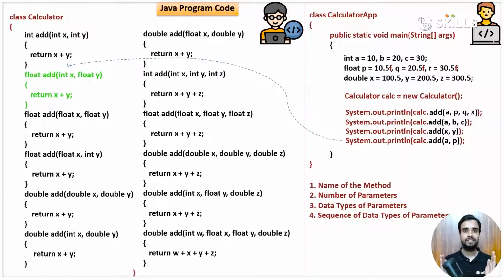Sir, after this, are there any more steps involved in terms of how the Java compiler is going to resolve the call to an overloaded method? Certainly not. These are the only four steps which the compiler would incorporate in order to resolve the name conflict during method overloading in Java.